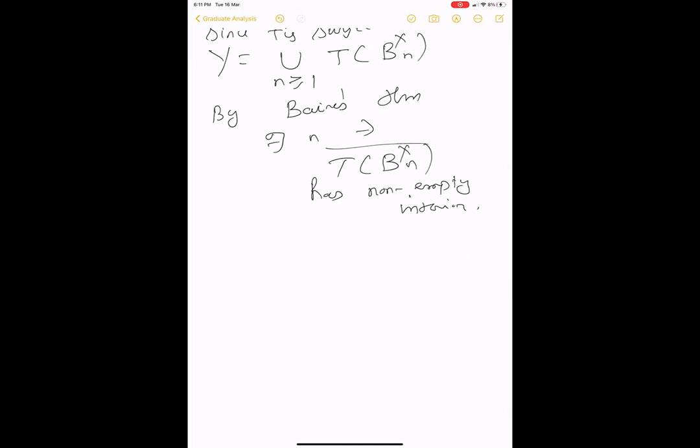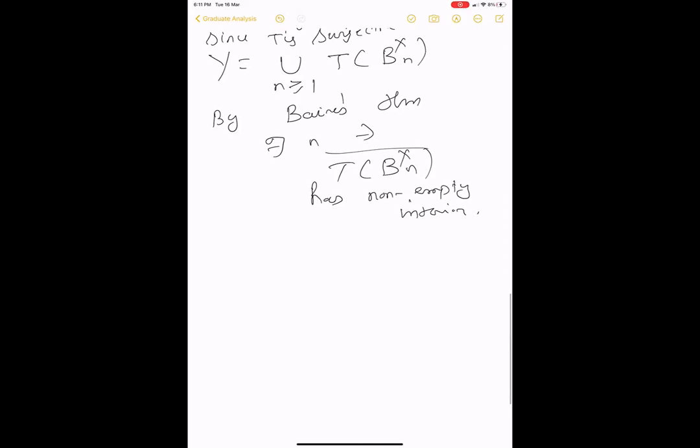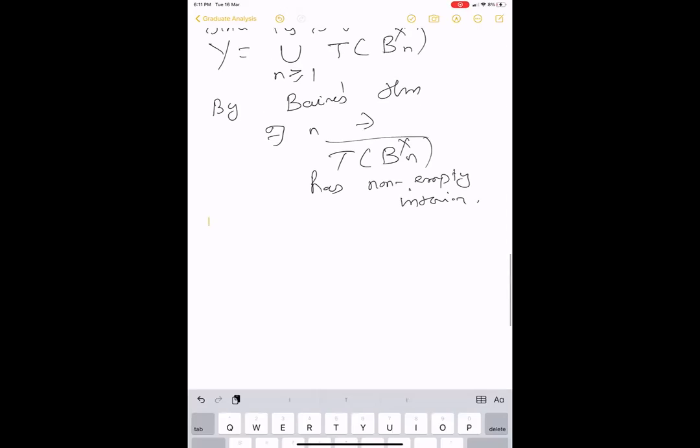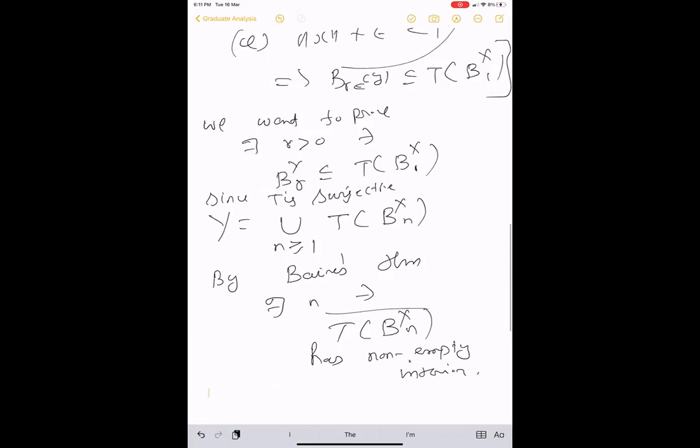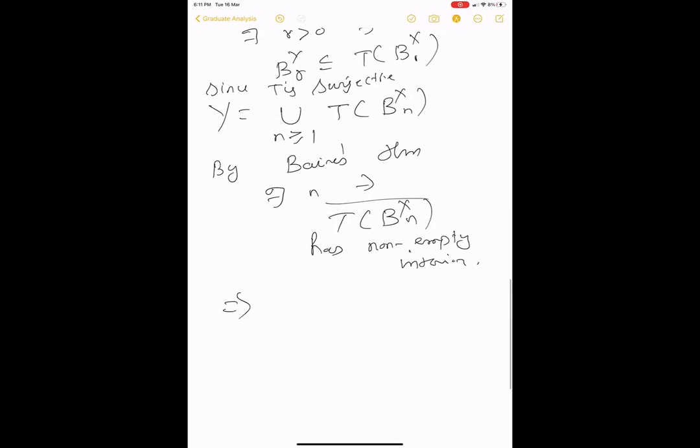So it has a non-empty interior. There exists an n such that T of B(x, n) has a non-empty interior. But then we want to prove that. Of course, we can divide it by n. This is a linear map, so you can divide it by that. That implies T of B(x, 1) has a non-empty interior.